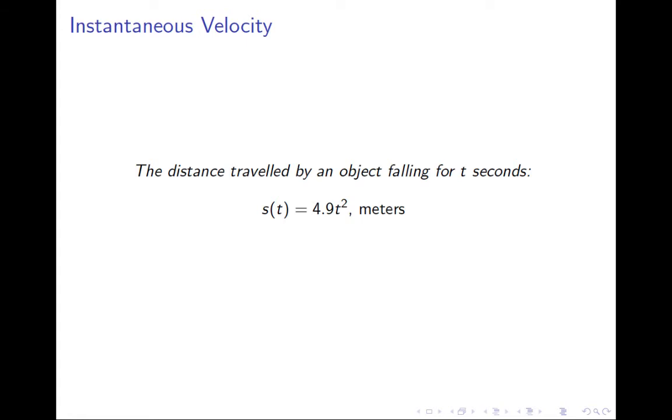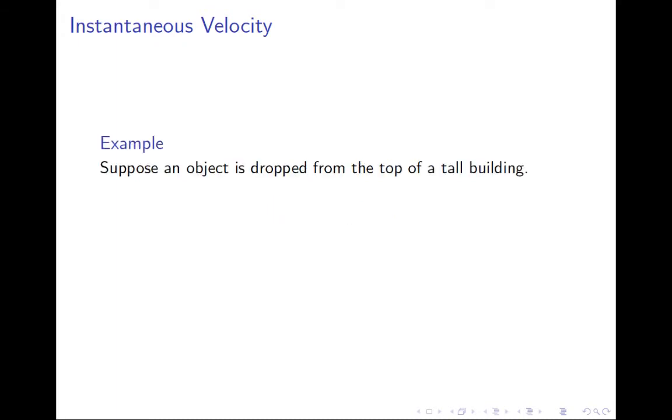And this formula is valid as long as the object is relatively close to the surface of the Earth and it isn't being affected much by air resistance. So the formula says that if the object has been falling for t seconds, then it's fallen 4.9 t squared meters. Here's an example.